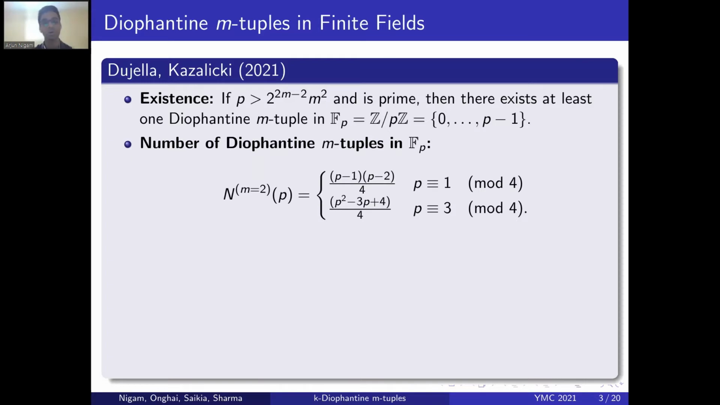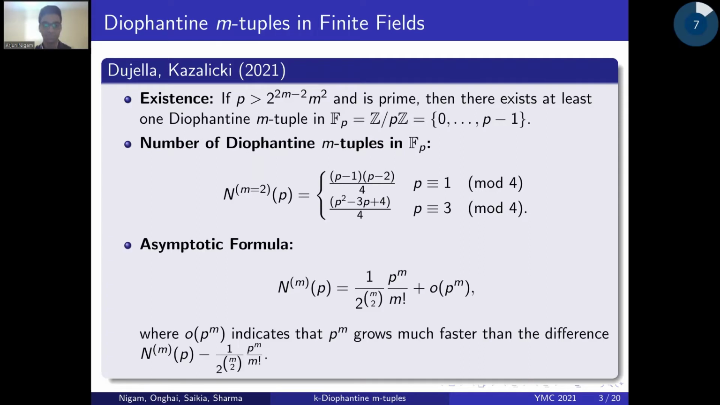They also were able to come up with explicit formulas for the number of Diophantine pairs in F_p. And these formulas depend on the value of p mod 4, the congruence class of p mod 4, and the formulas are on the screen right now. They also came up with an asymptotic formula for the number of Diophantine m-tuples in F_p, and it's p to the m over 2 to the power of m choose 2 times m factorial.